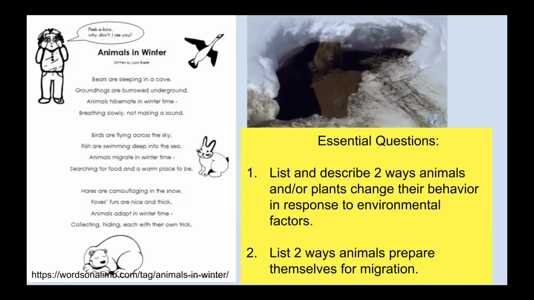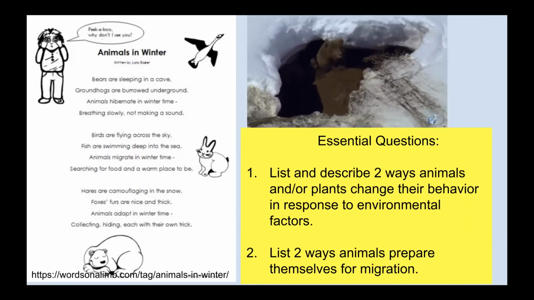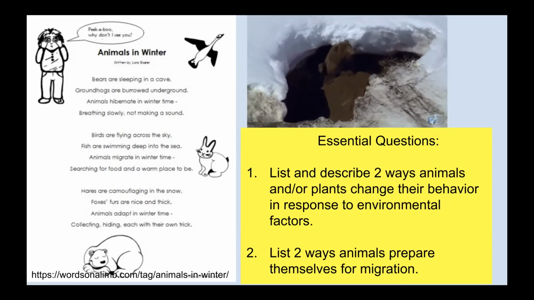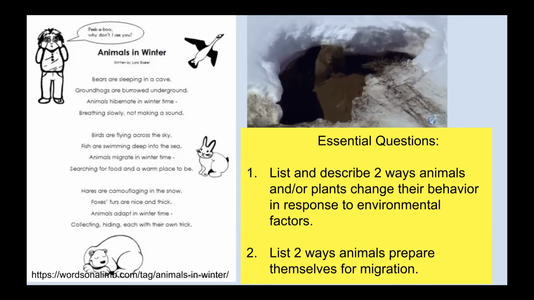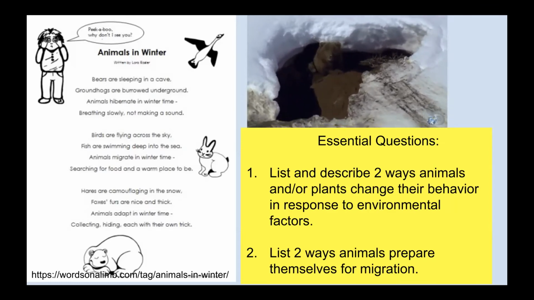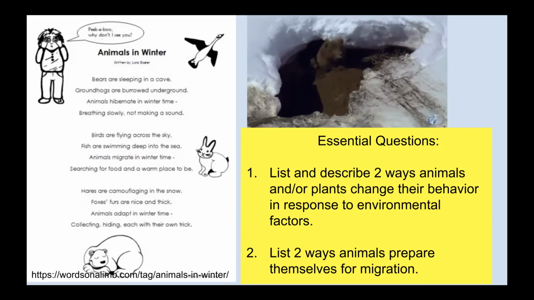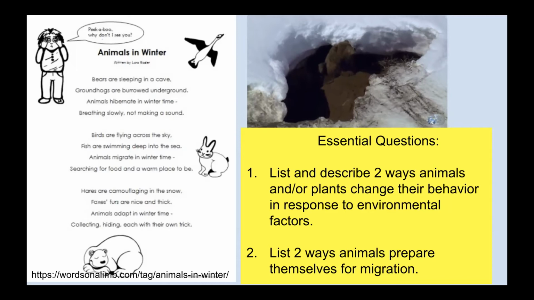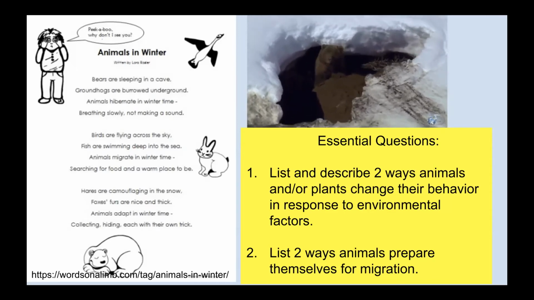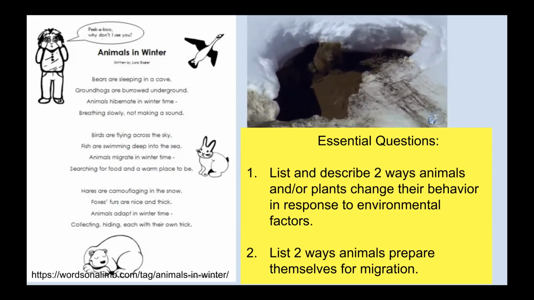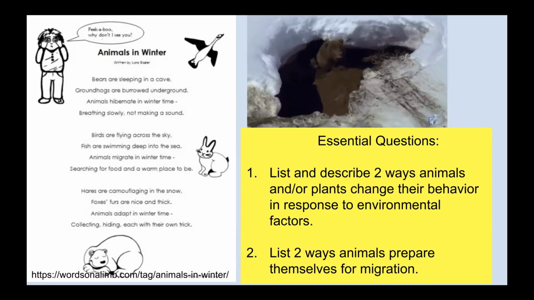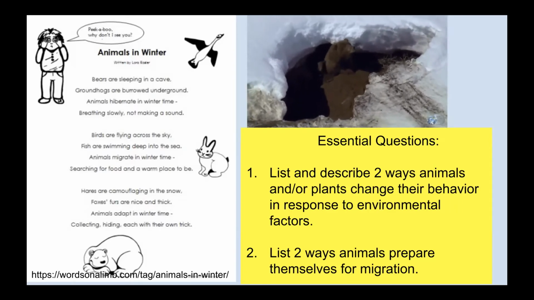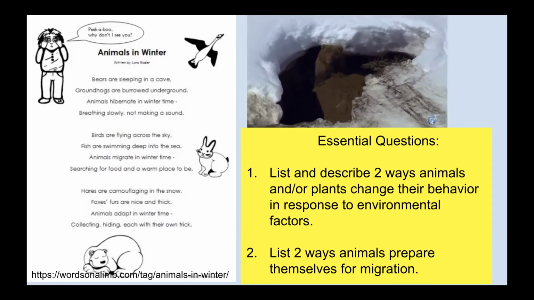Before we get started, I have just a little poem for you, and it goes over a brief overview of some of these behaviors that animals can do in the winter time. So bears are sleeping in a cave. Groundhogs are burrowed underground. Animals hibernate in winter time, breathing slowly, not making a sound. So that's hibernation. Then birds are flying across the sky. Fish are swimming deep in the sea. Animals migrate in winter time, searching for food and a warm place to be. So think about that word migration.